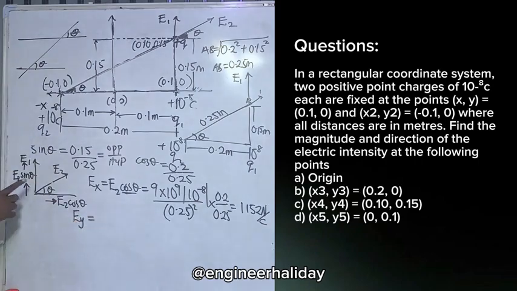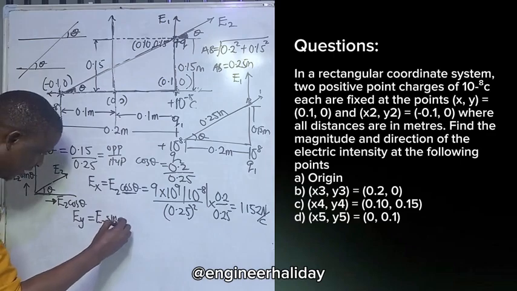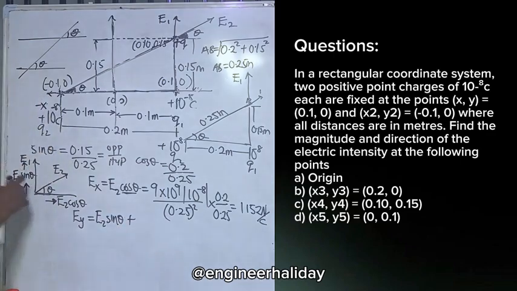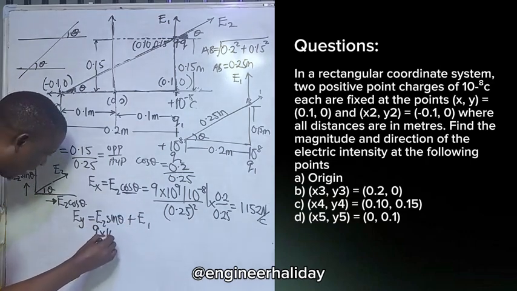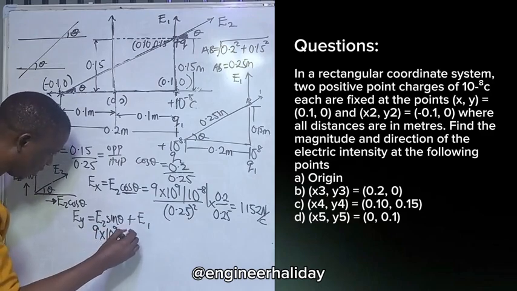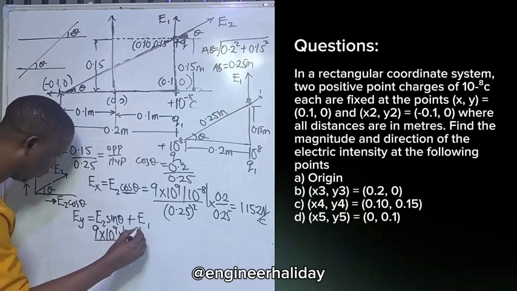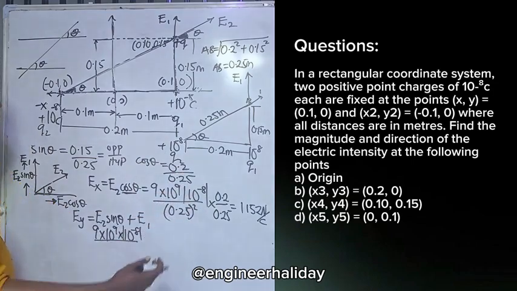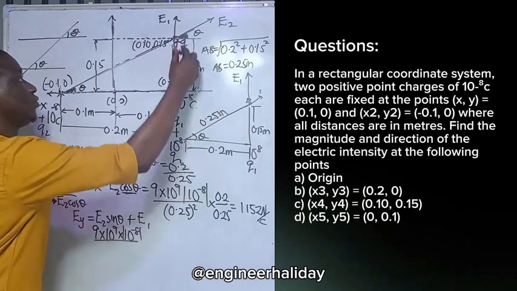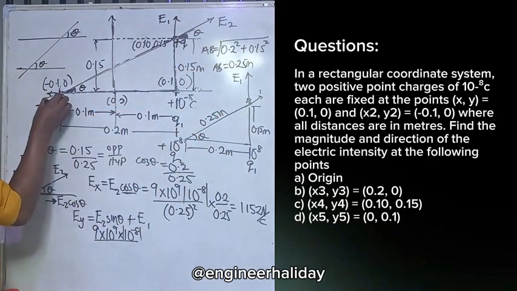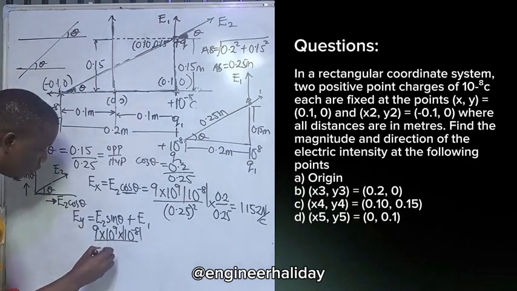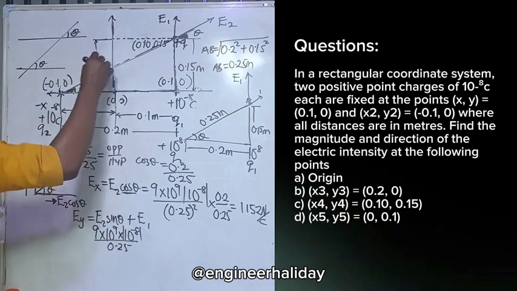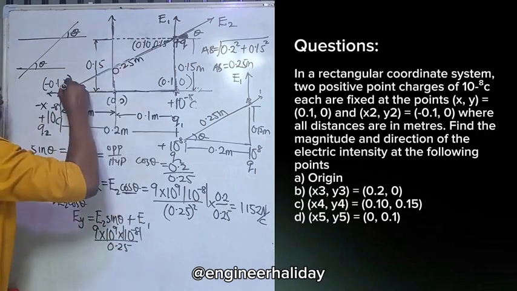How many electric fields are going up? Two? One, which is E2 sin theta plus E1, which is already in that direction. So we are going to have 9 times 10 power 9 times 10 power minus 8 over what? Absolute over what? What is the distance of E2? E2 is caused by Q2. So you are going to have 0.25, which is the distance from here to here, 0.25 meter.